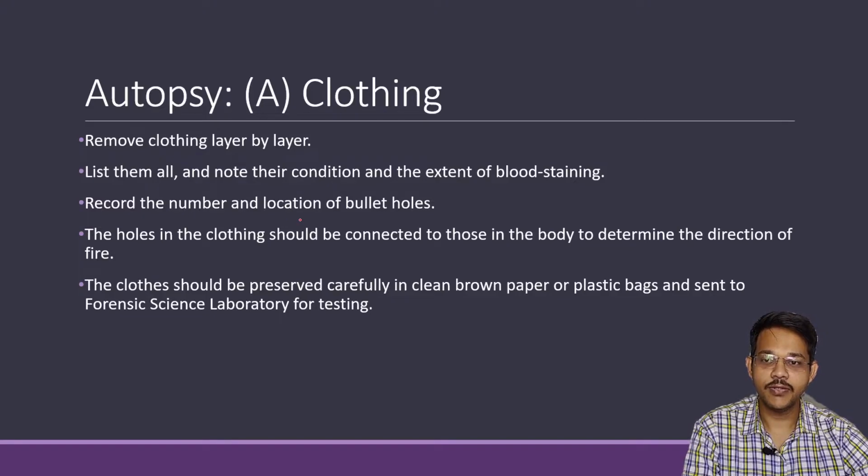In autopsy, first we do the examination of the clothes. In case of firearms, the clothing is first removed layer by layer. Then we list all of it and note the condition and extent of blood staining on the clothes. Then record the number and location of bullet holes, differentiating entries from exits. The holes in the clothing should be correlated with the wounds in the body. So if it is present on the chest, it has to be correlated with the body itself, to determine the direction of the firearm.